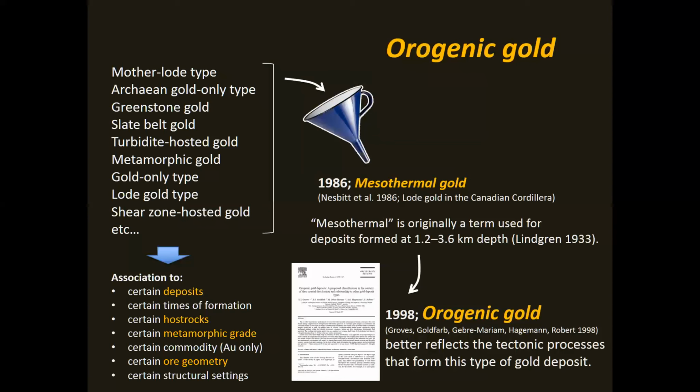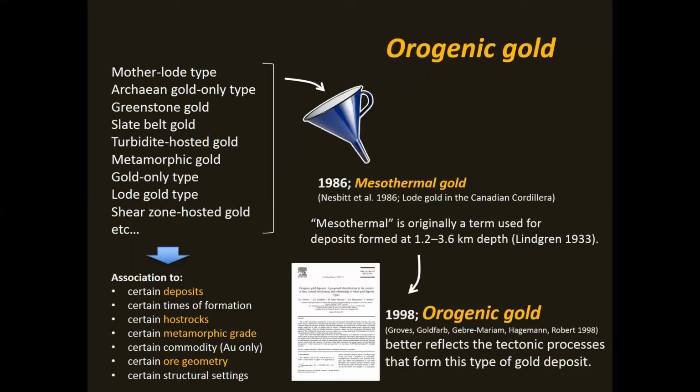Then first, the name orogenic gold. In the past, there were lots of different names like mother lode type, Archean gold only type, greenstone gold, etc. All these names were actually associated with different deposits or the timing of mineralization, different host rocks, and metamorphic grade. Then a certain commodity: these are gold only deposits, so the only commodity of economic interest is gold, and there will be some silver but very little base metals, basically ppm values of base metals.